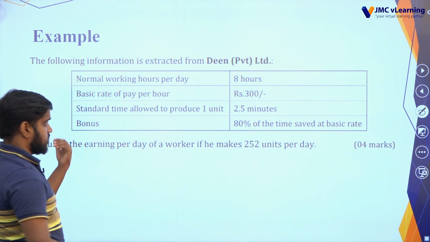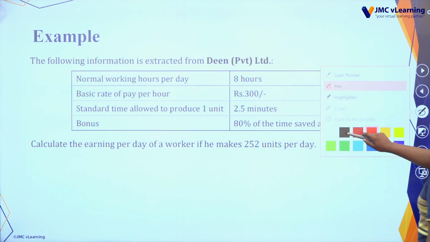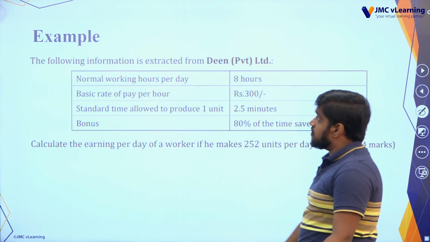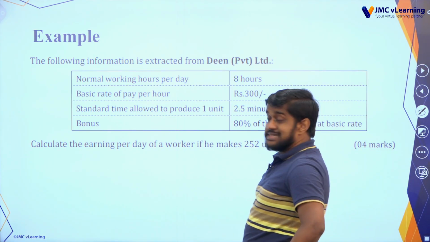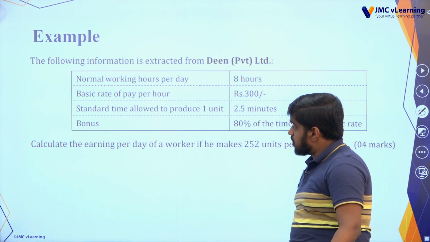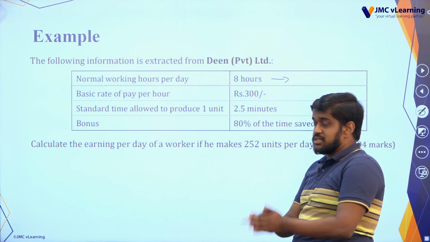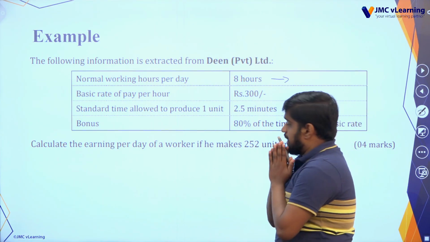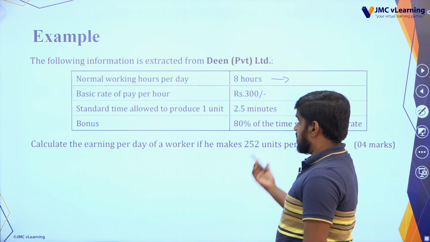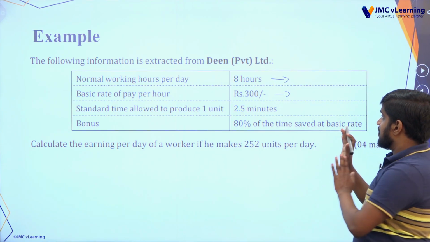Then let's move on to a more comprehensive example. Using this example, I will explain how we can get these saved hours. They say the following information is extracted from Dean Private Limited. Normal working hours per day is 8 hours. That means normally they work 8 hours per day. Then basic rate of pay per hour is 300.